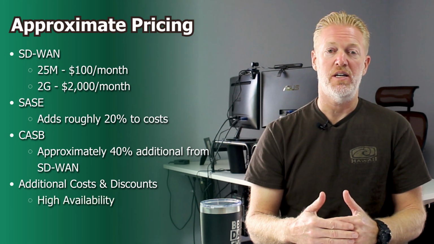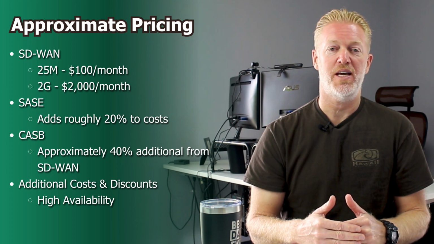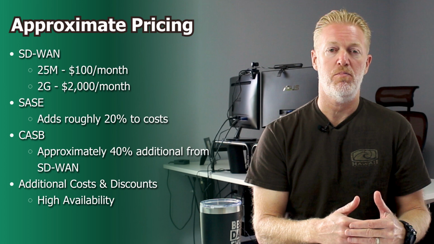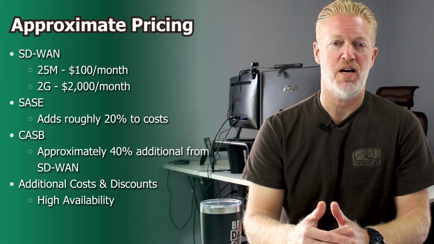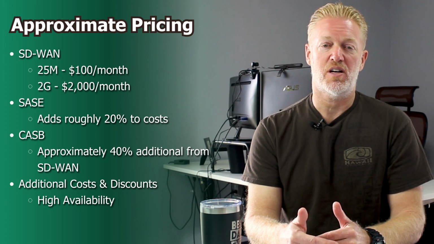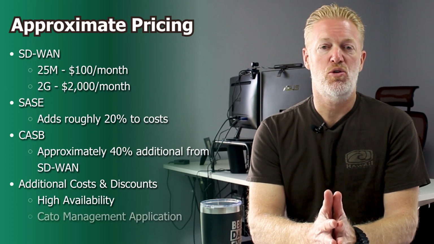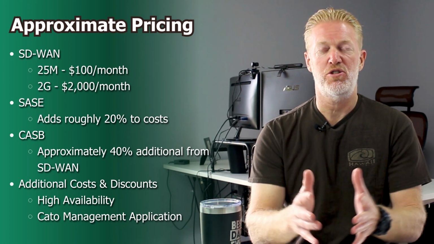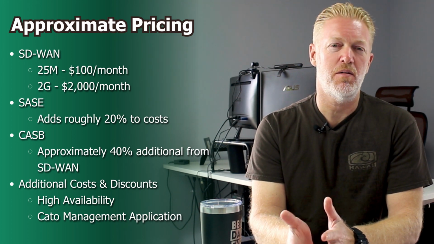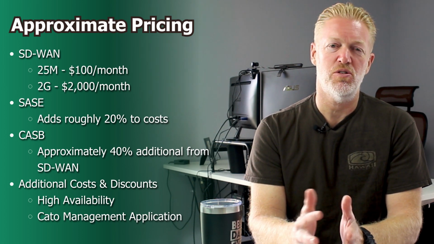For instance, high availability. Does your company need to have 2 appliances at every site to make sure that if one appliance has a problem, you never have any outages or any downtime? 100% uptime. High availability is going to obviously cost a little bit more. If you want additional features like their cool application management platform, that costs a little bit more money, but not a whole lot. Again, contact me for additional pricing.